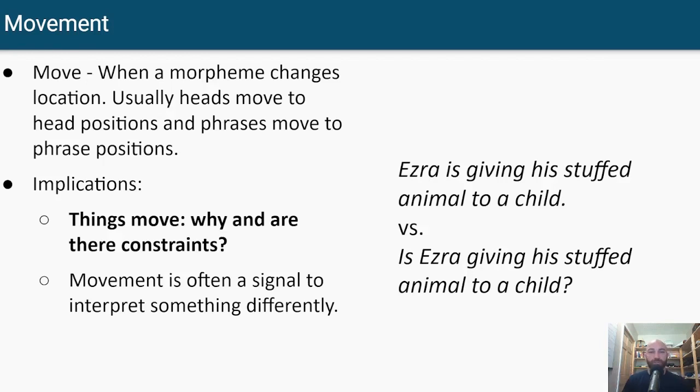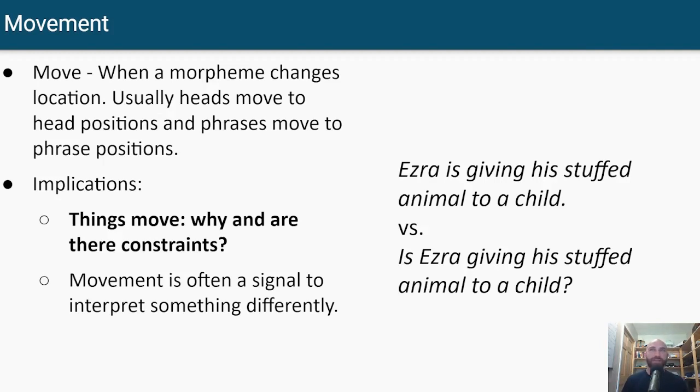So, for example, one common way that a verb can move is a verb can move to what's called the complementizer position. So this is called V to C movement. We will talk about this more later. But what you won't have is a verb moving to the complementizer phrase position. So we want to say heads move to heads and phrases move to phrases. So, the verb phrase might move to a complementizer phrase position, for example, but a verb is going to move to another head position. The implications of this: first of all, things move, and so the question is, why, and are there constraints?